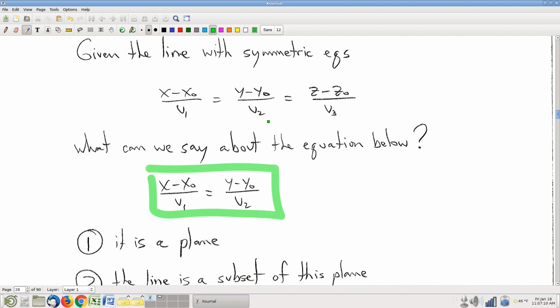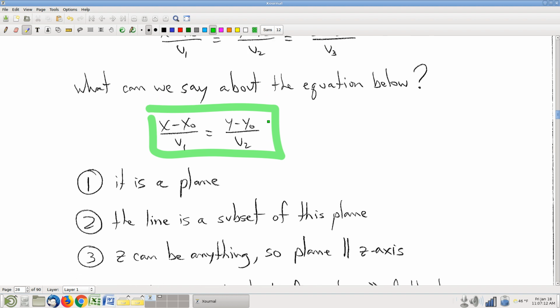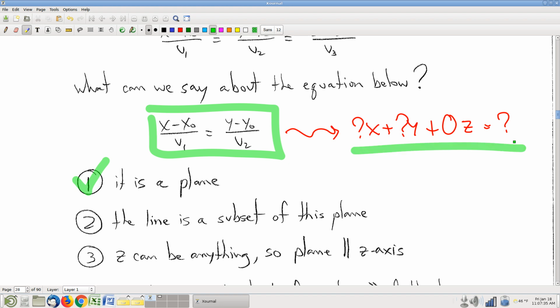What is that thing? Well, first of all, it's a plane, right? I could multiply this out, and I would get something times x plus something times y plus, well, there aren't any z's in there, but nevertheless, that something, 0, is a something times z, equals something. This is literally the equation of a plane. And my normal vector happens to have a third coordinate of 0, but it's still a normal vector. Okay, so it's a plane.